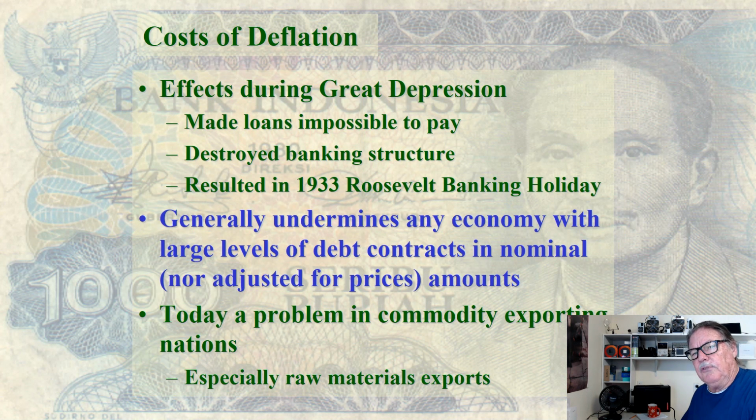From that generalization, we can say that deflation undermines any economy with large levels of debt contracts in nominal amounts, which is to say amounts not adjusted for prices. So that's the primary problem. It threatens the financial system because it threatens the integrity of established loans.